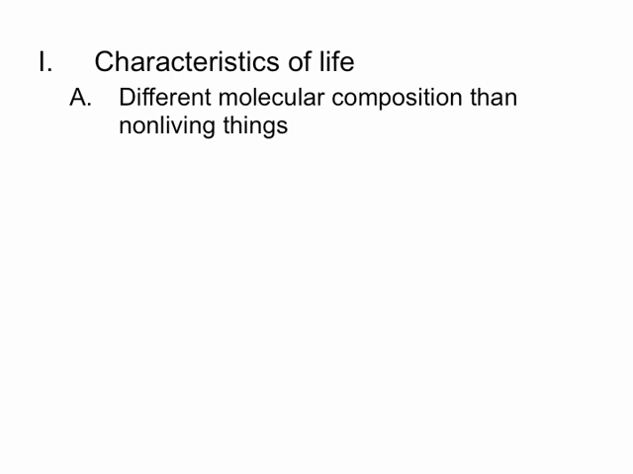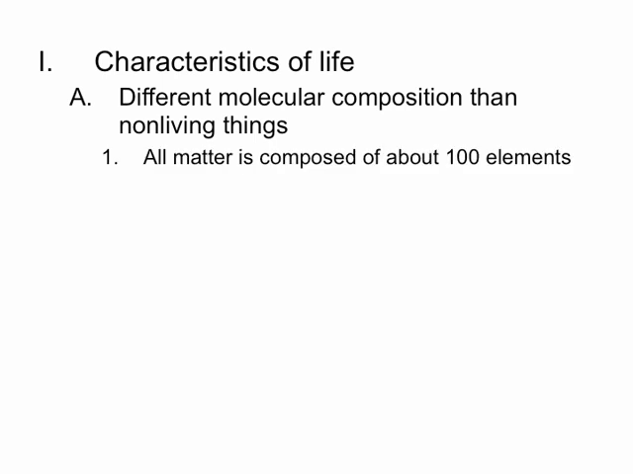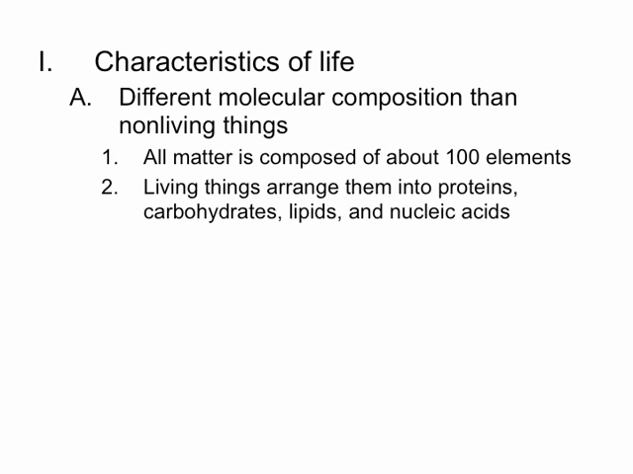Different molecular composition than non-living things is the first characteristic of life. What that means is that a human will have a different association of molecules, say, than a rock will. All matter is composed of about 100 elements. Living things arrange them into proteins, carbohydrates, lipids, and nucleic acids. Those are going to be the four major macromolecules inside of the human body.